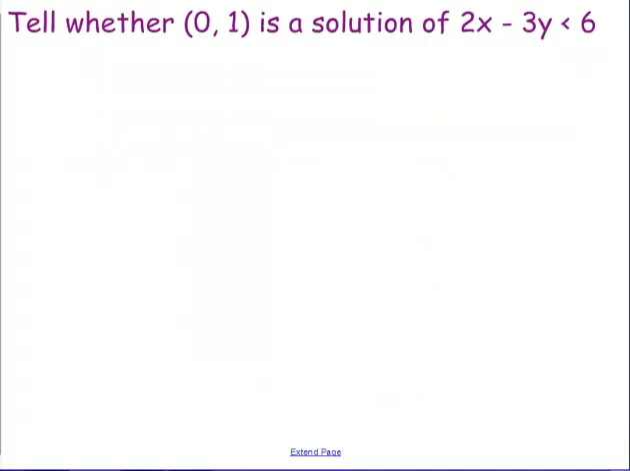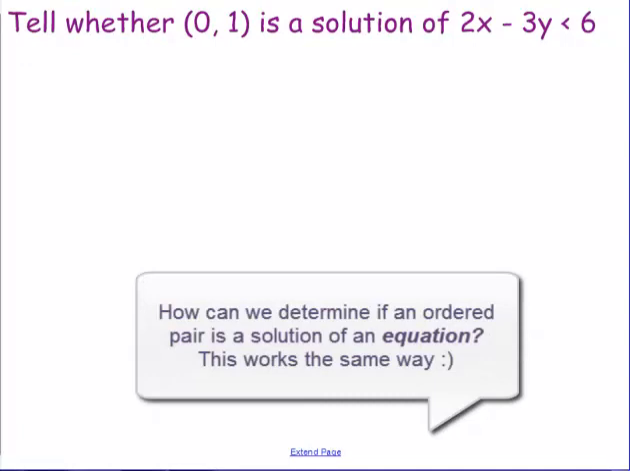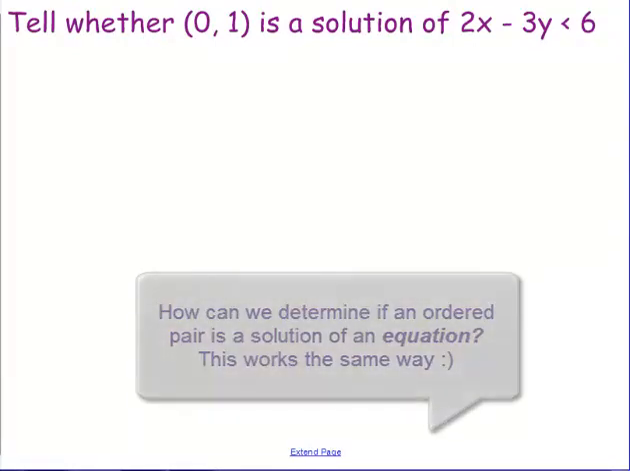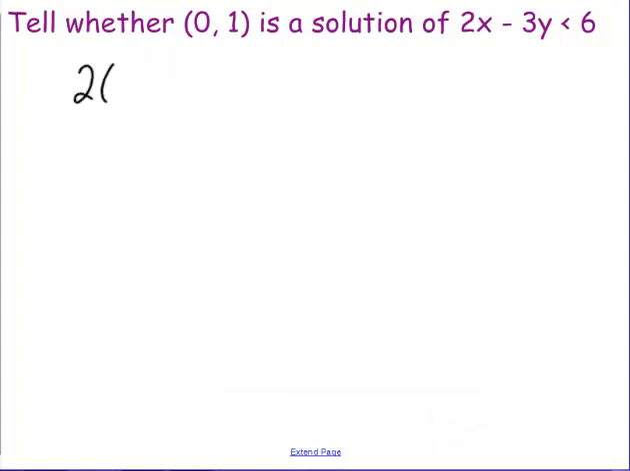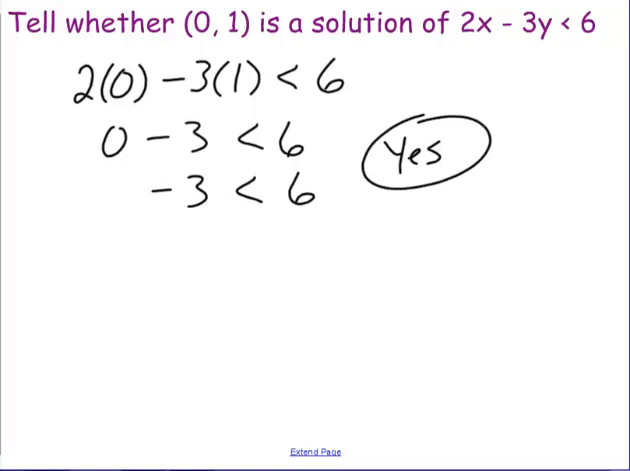So the first thing I want to do is tell whether an ordered pair is a solution of a given inequality. So if I'm looking at (0, 1), is that a solution of that given inequality? Remember, we can just substitute to check and see if this works. So I'm going to put 0 in for x, I'm going to put 1 in for y, and then we're just going to see if this actually gives us a true or false statement. 0 minus 3 gives us a negative 3, and so notice, since that gives us a true statement, we would say that yes, that ordered pair is a solution of that inequality.